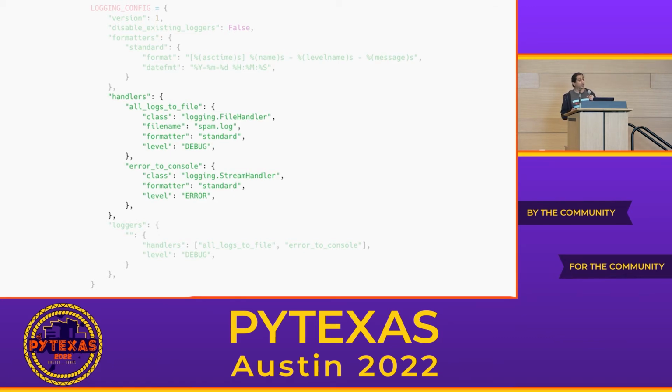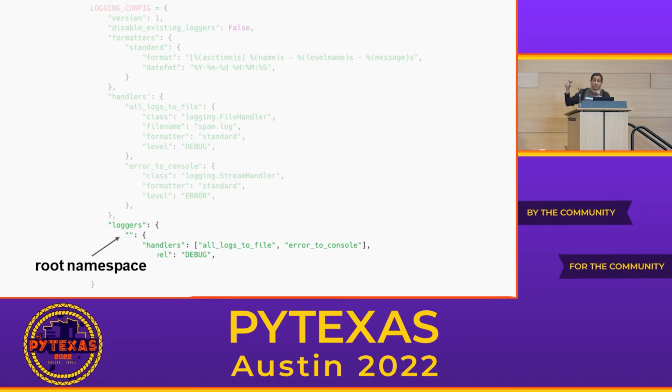So the first handler, it's going to be sending all of our logs to a file if they are of the level debug or higher. And the second handler, it's going to be sending all error and critical logs to standard error. And then finally, we create a logger in our root namespace with these two handlers, and we say that this logger is going to be triggered if log events are of debug or higher.